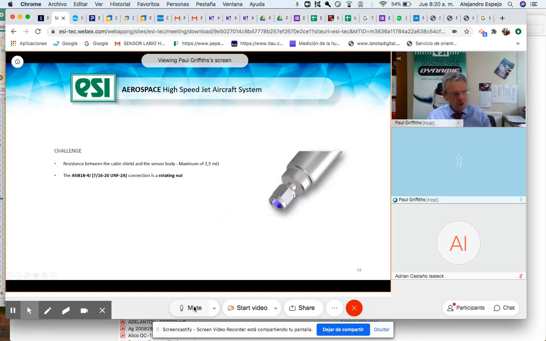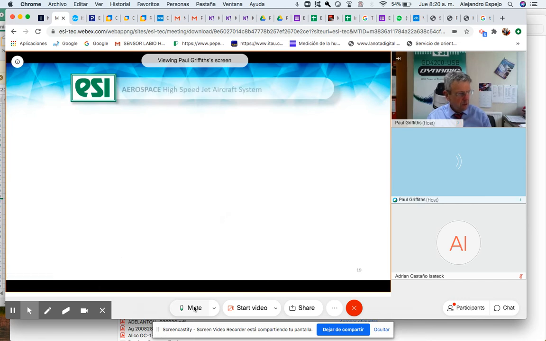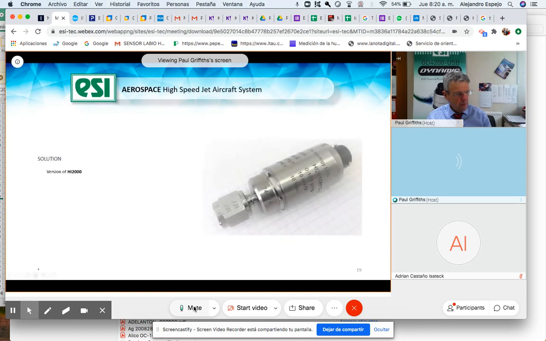So it is not a fixed thread. It has a thread here, but this nut rotates. I think there's a photograph, so you get an idea. So it's aerospace, so obviously the silicon on sapphire is a good solution.